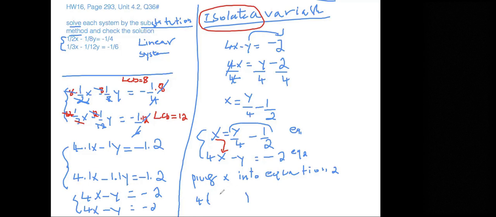Okay, so what goes inside the parentheses here? y over 4 minus 1 over 2? Exactly. So we remove the x. After we isolated the x, this is the value of it. Then we substitute the x into the other equation. So instead of the x, which is this, instead of the x, we're going to put this y over 4.